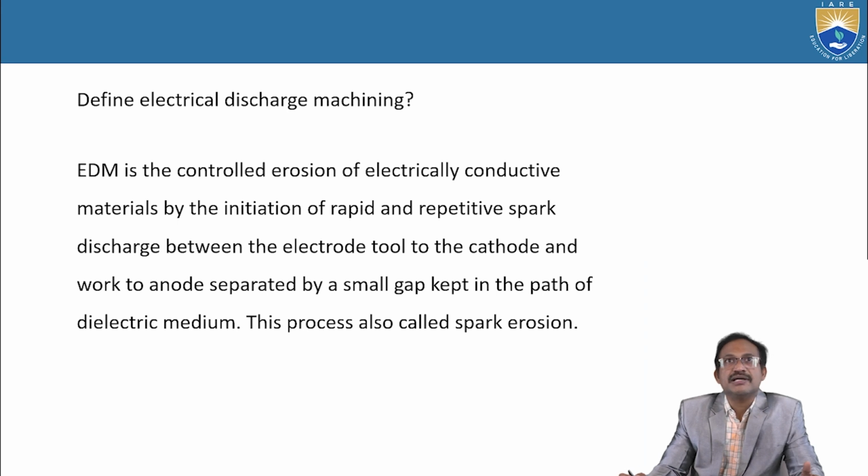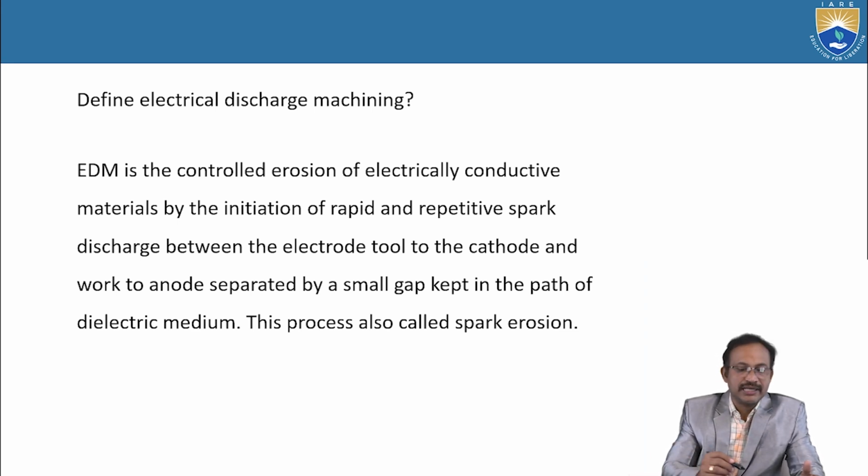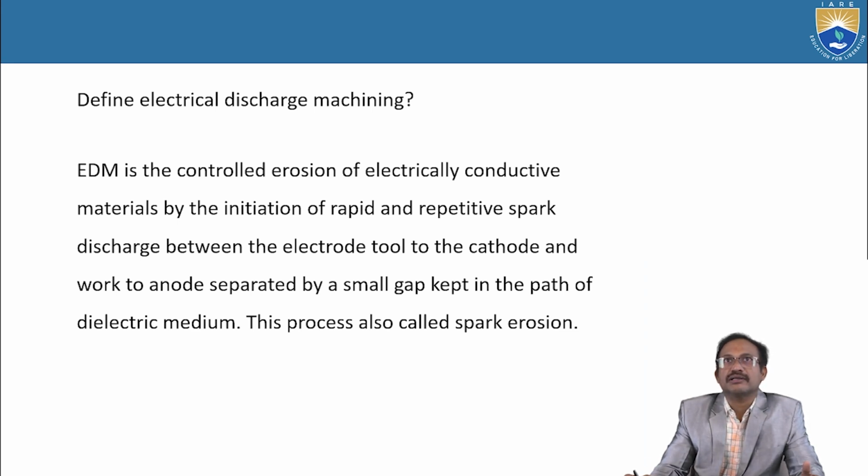EDM is the controlled erosion of electrically conductive materials by the initiation of rapid and repetitive spark discharge between the electrode tool, the cathode, and the work, the anode, separated by a small gap kept in the path of dielectric medium. This process is also called spark erosion.